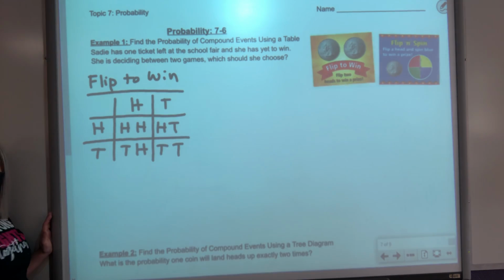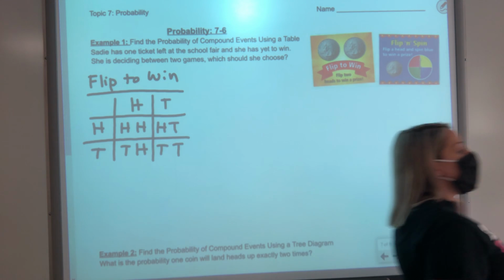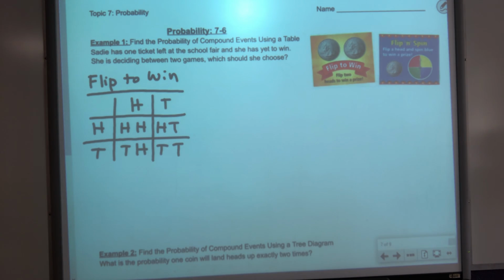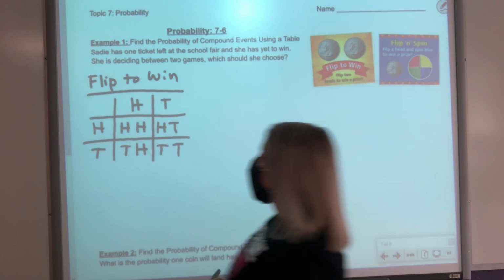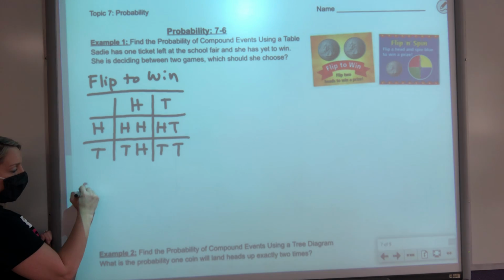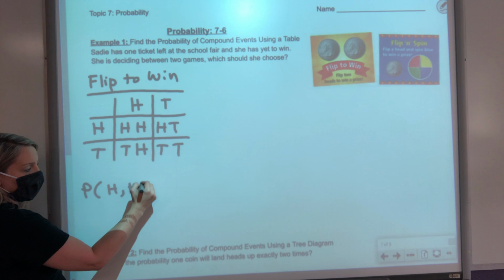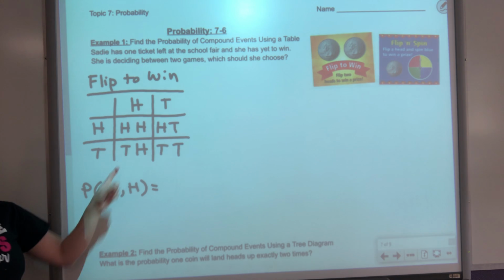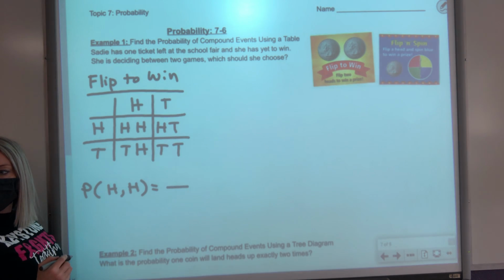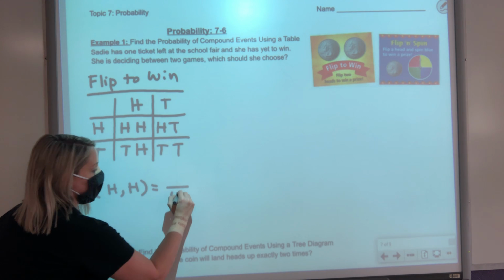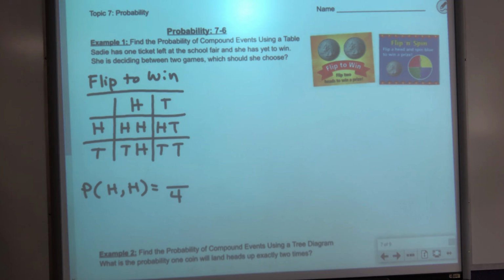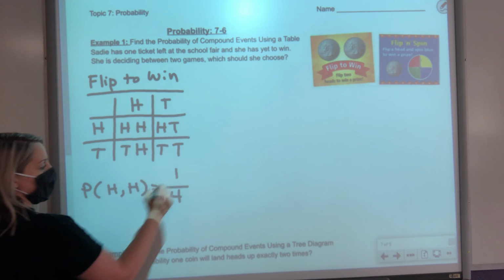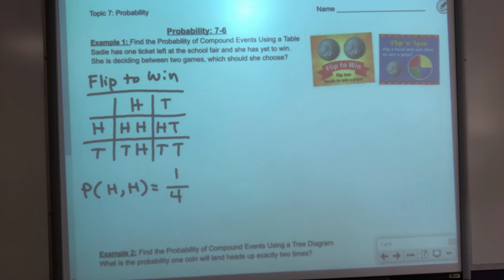So again, it's kind of like a multiplication chart, right? How does she win? How does Sadie win? 2 heads, right? So for the flip to win, our probability is flipping heads, then heads. How many total outcomes are there? 4. So that is our numerator or denominator? Denominator. How many ways can she get heads, heads? 1. Only 1 way. So the probability of her winning is 25%.